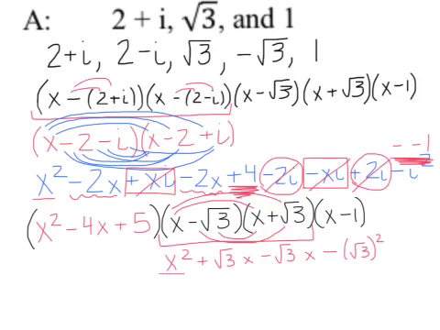So we have this x squared, so we'll just bring it down. Then we have a positive square root of 3x and a negative square root of 3x, so those cancel out. Then if we have a square root of 3 and we square it, squaring a square root cancels, so we just have a minus 3. Those are opposite operations, so they cancel each other.